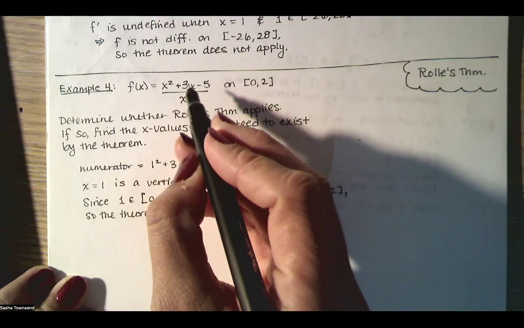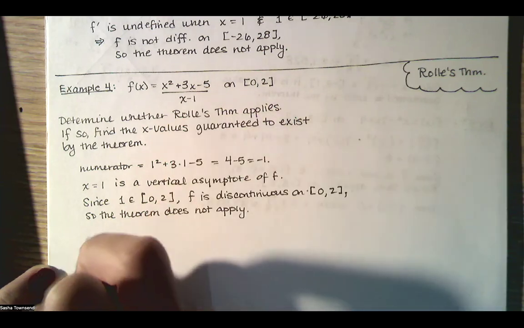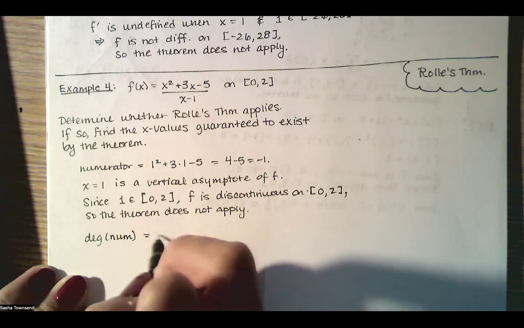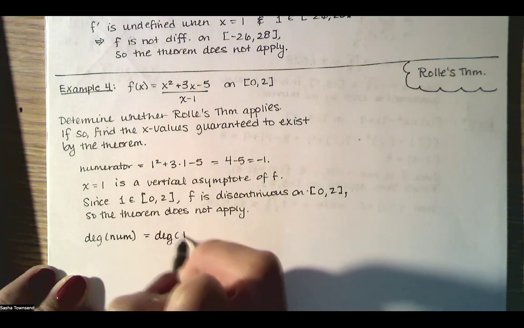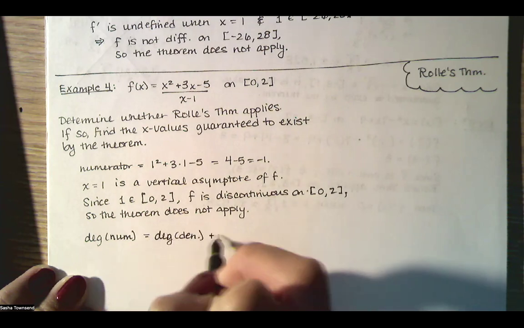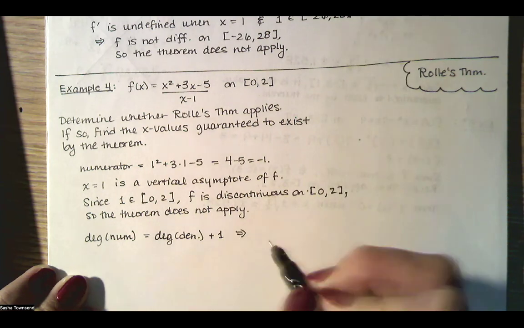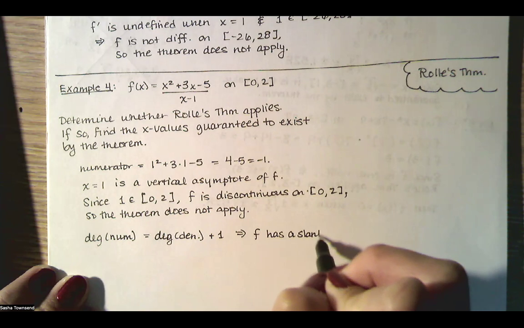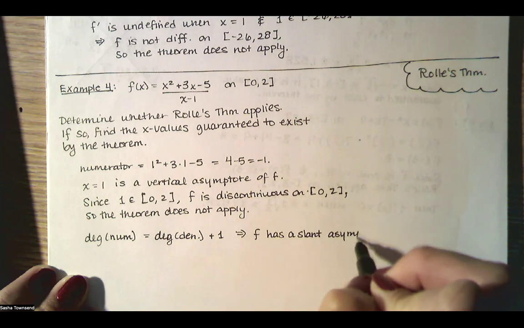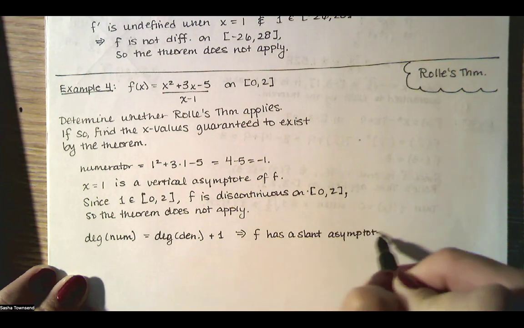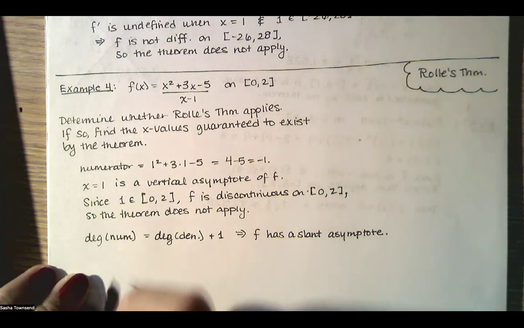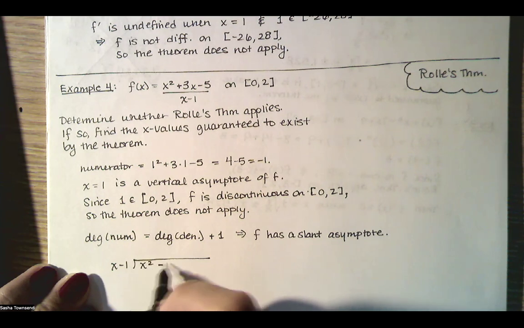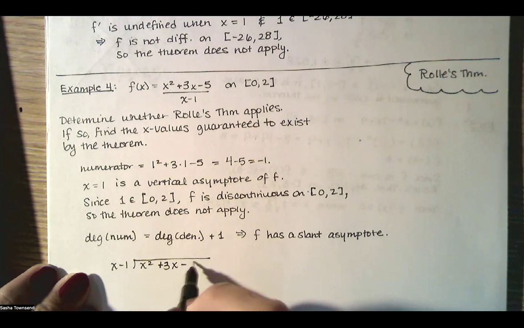Since the degree of the numerator is 1 more than the degree of the denominator, which is the degree of the denominator plus 1, f has a slant asymptote. And you can find that using long division. So we have x minus 1, and we're dividing that into x squared plus 3x minus 5.